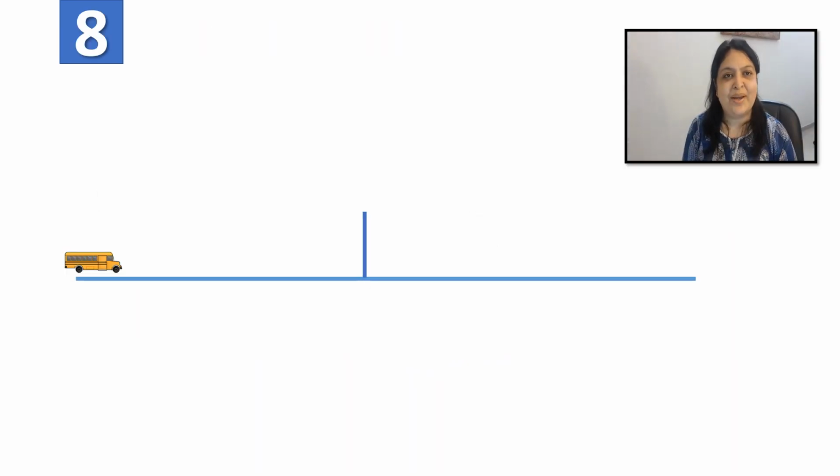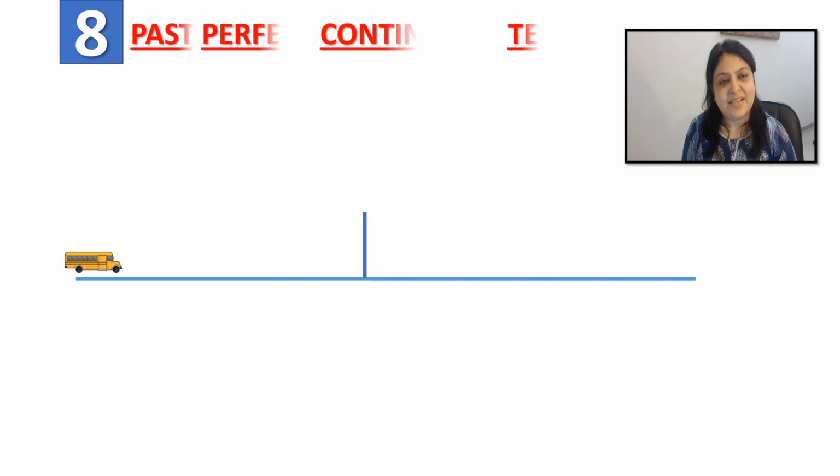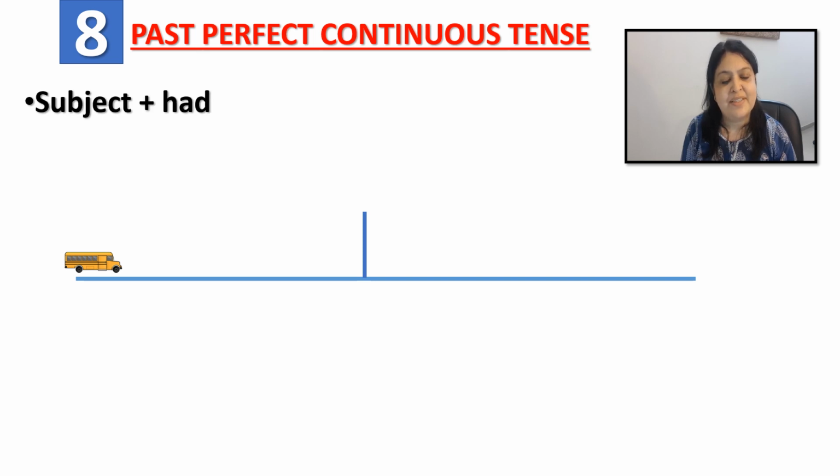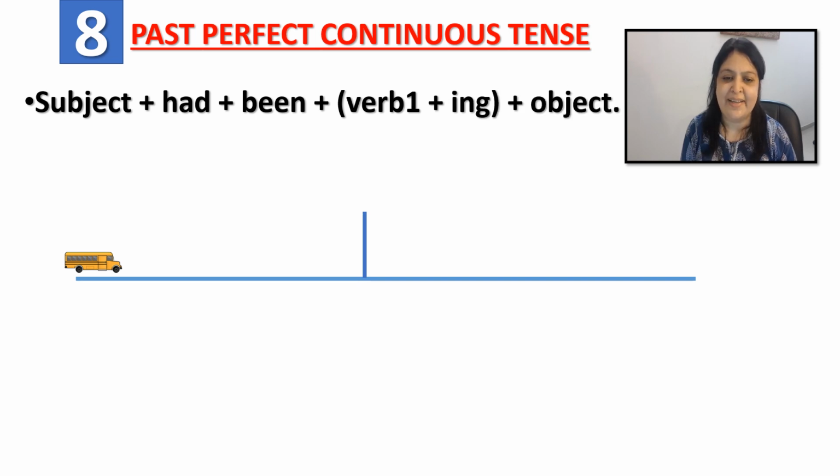Now let us look at past perfect continuous tense. The past perfect continuous tense is formed with subject plus had plus been plus verb plus ing.